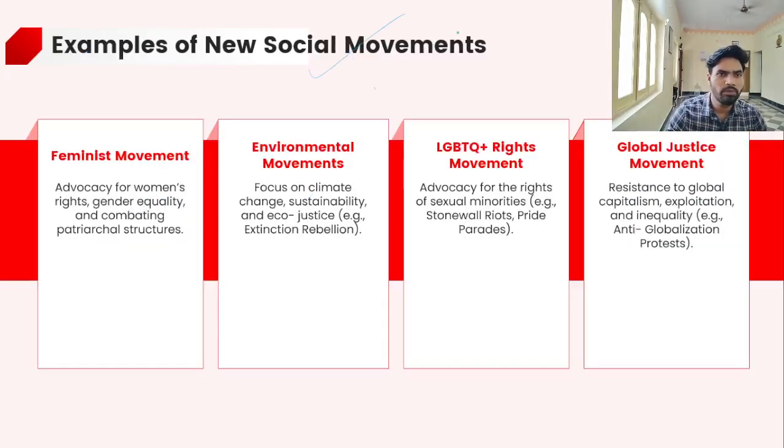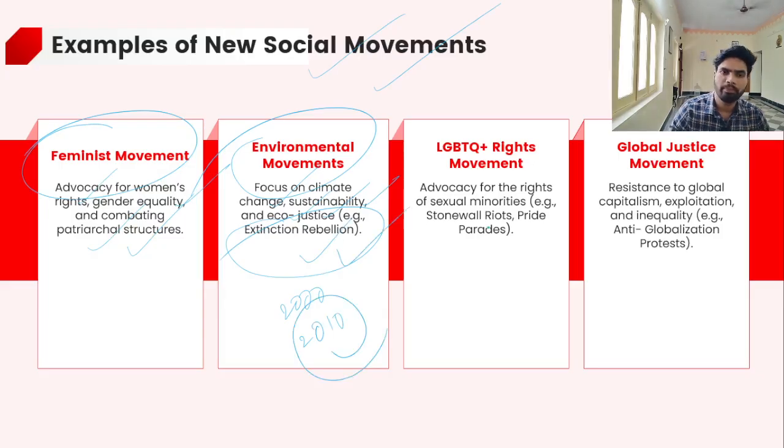Now we will consider some examples of new social movements. First one is the feminist movement. This movement advocates for women's rights, gender equality, and combating patriarchal structures that are there within societies. Another example is environmental movements. They focus on issues like climate change, sustainability, ecological justice, etc. The best example is Extinction Rebellion, which took place in the 2000s, especially after 2010.